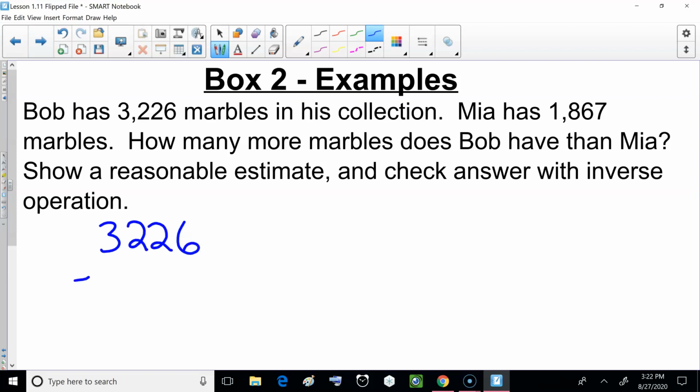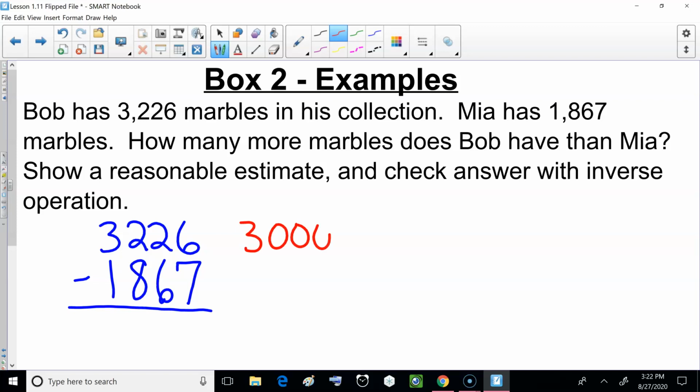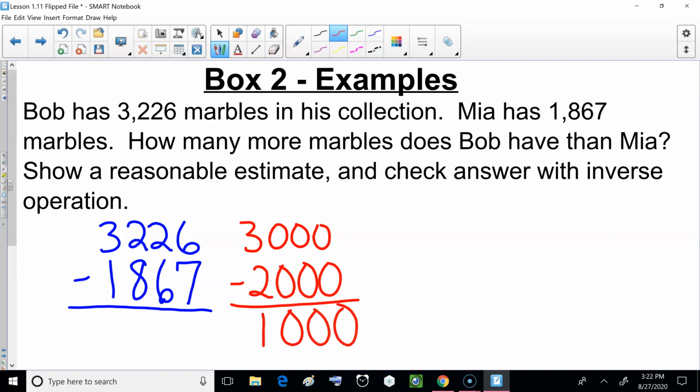3,226 minus 1,867. And before I do that, I want to estimate. I think that a good estimate would be 3,000 minus 2,000. I'm going to estimate to the nearest 1,000. So I should get an answer somewhere around 1,000, give or take somewhere in that area. All right, so there's my estimate.